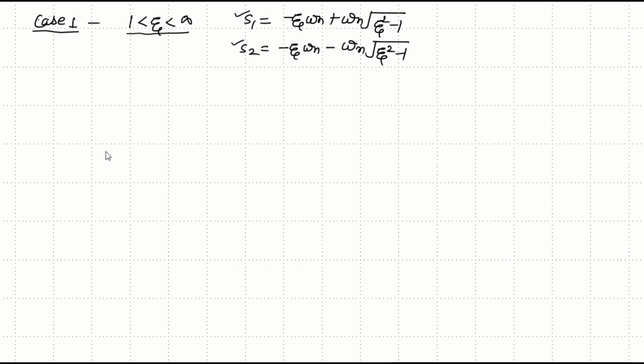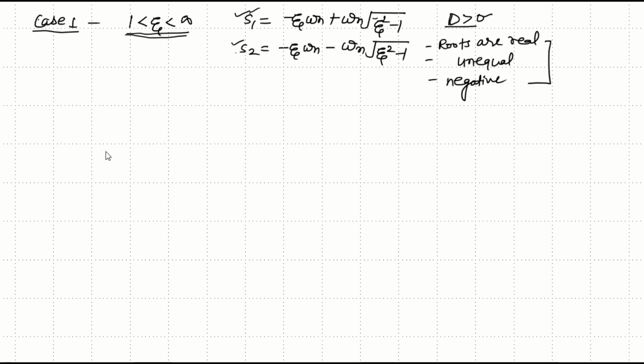Now in this case, since the value of zeta is greater than 1, the discriminant d will be positive in both cases, s1 and s2. This value d is greater than 0, hence s2 is negative, and similarly, since zeta is greater than 1, s1 will also be negative. So we can say that both the roots are real. Since the value of d is greater than 0, the roots are real, unequal and negative. So the roots of the characteristic equation are real, unequal and negative.